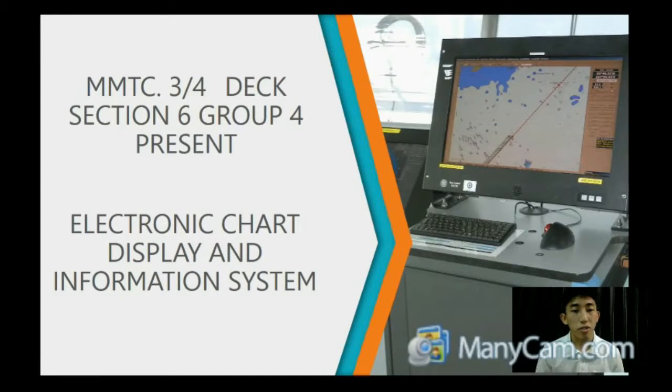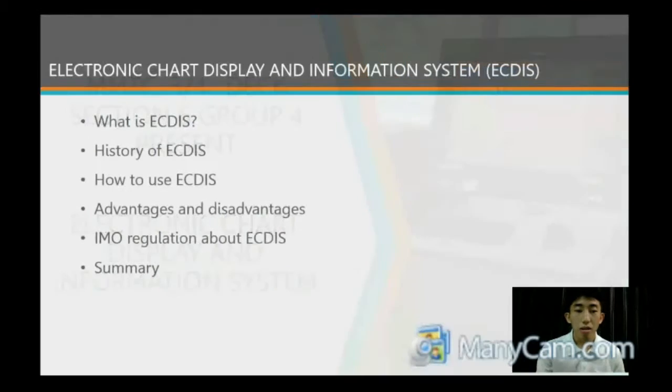Today, we are going to tell you more about the electronic chart display and information system, or you can call it ECDIS. In maritime business, one of the most important technologies for navigation is ECDIS. So today, we are going to talk about what is ECDIS, history of ECDIS, how to use ECDIS, advantages and disadvantages, IMO regulation about ECDIS, and last, summary.